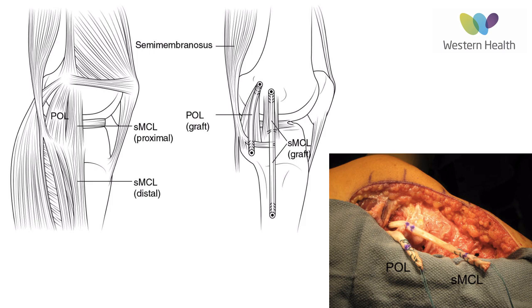But they use two separate grafts to reconstruct the superficial medial collateral ligament and the posterior oblique ligament. Again, this was a case series where they had improvement in patient-reported outcome measures. They eliminated side-to-side instability in all patients and had an average of 1.3 millimetres of increased medial compartment gapping post-operatively versus 6.2 millimetres pre-operatively, measured on stress radiographs.